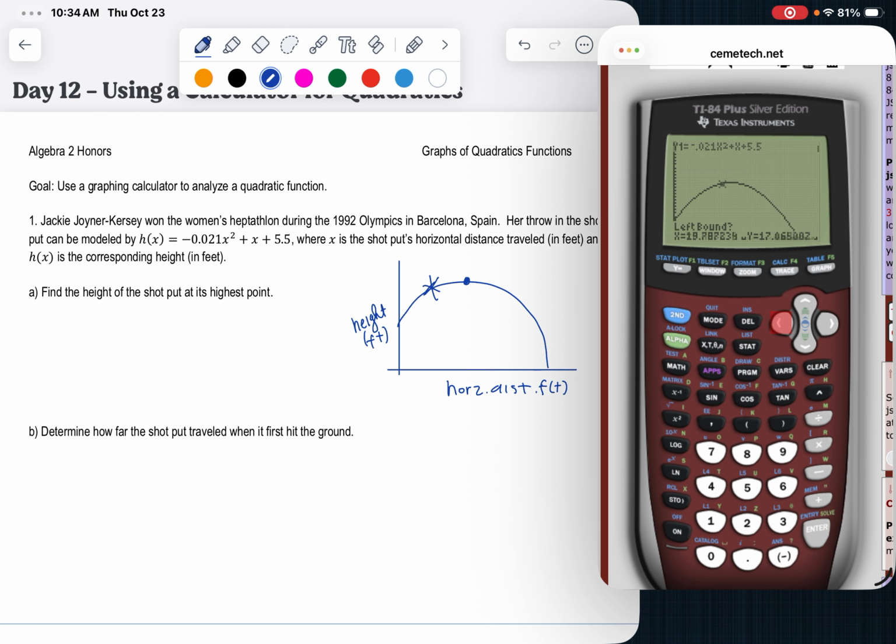You guys can hold down on your calculator. I have to keep tapping. Hit enter. Then it asks for a right bound, so we're gonna get somewhere over here. So keep hitting to the right.